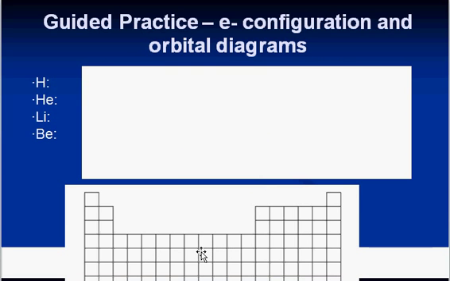Alright, so you're probably wondering, okay, what's this going to look like on my homework or for an assignment? So let's look at that then. So let's start off by looking at hydrogen, helium, lithium, and beryllium.